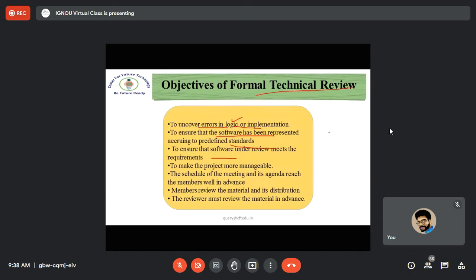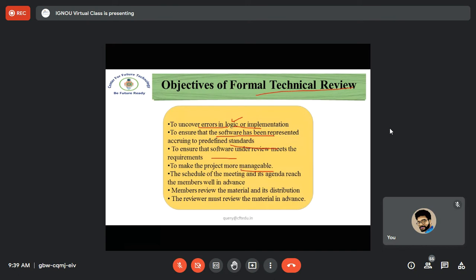Apart from this, the aim is to make the project more manageable, because software development work always proceeds keeping in view the time requirement, the cost part, and again the quality aspect. So, in terms of project management approaches, things must be under control and more manageable. This is the idea behind conducting the formal technical review, so that things remain in a controllable scenario.